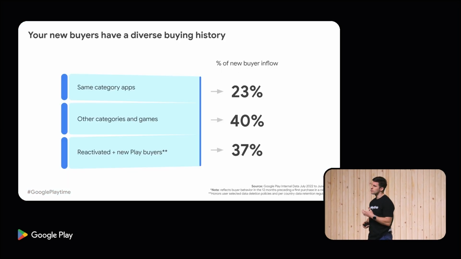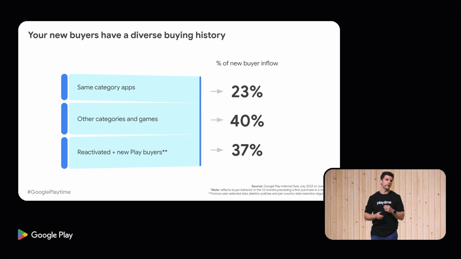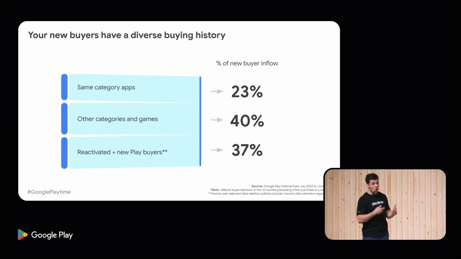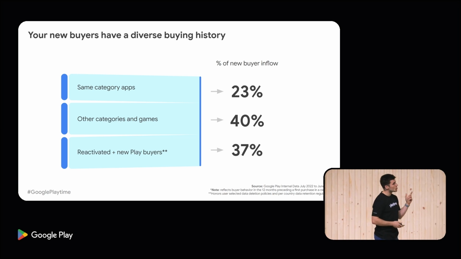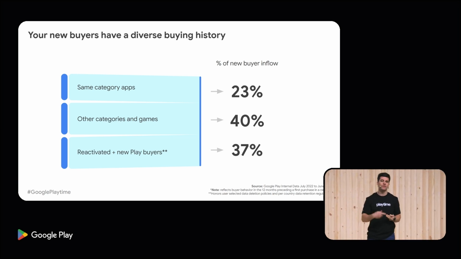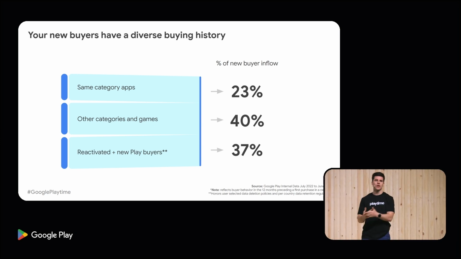So it's probably not a surprise, but your new buyers have a diverse buying history. What we're looking at here is the buyer inflow distribution across all app categories based on where the new buyers had spent in the preceding 12 months. So at the top, we see that nearly a quarter, 23%, of all new buyers had spent in an app in the same category in the preceding year. Next, we see buyers who had spent in another app category or a game at 40%. And then at the bottom, these are buyers who are either reactivated after a long period of dormancy or new buyers to Play entirely at 37%.